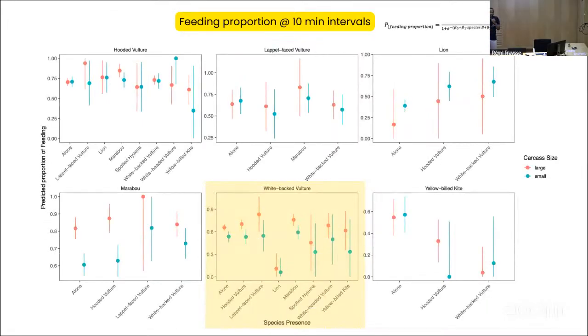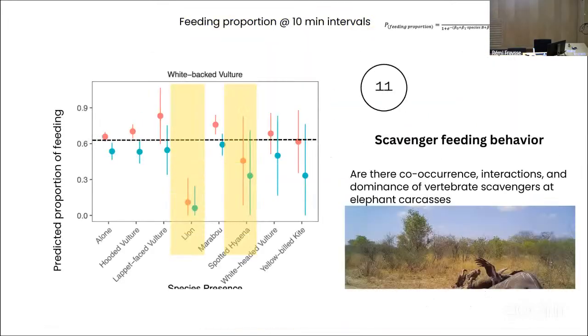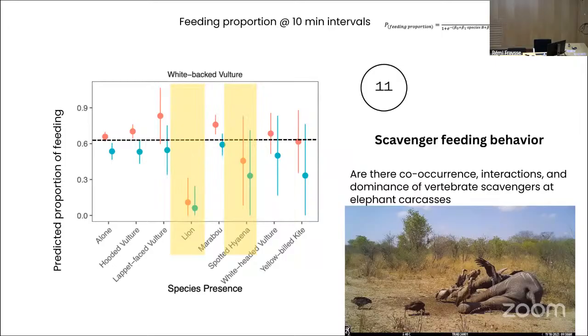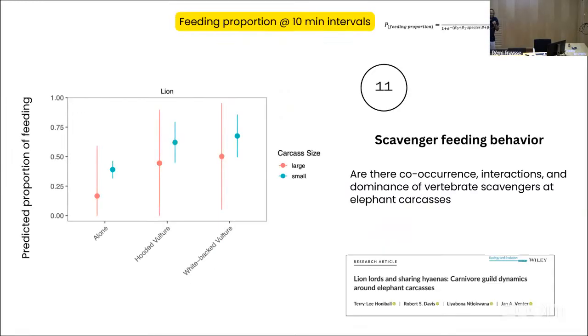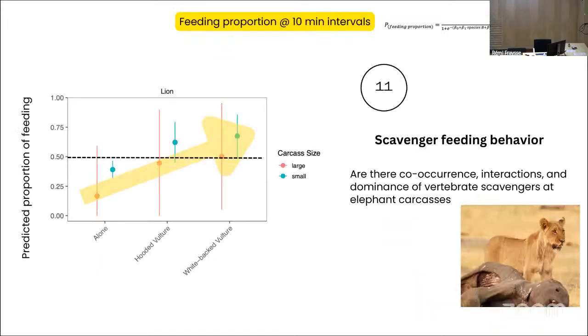If you focus on the white-backed vulture, for example, you notice that while it was feeding with other bird species, it fed a lot, but when the lion or the spotted hyena, the mammals, were present, it did not feed quite a lot. The lion, which is interesting because they always chase away other species, was mostly feeding the whole time, so as to chase away other species.